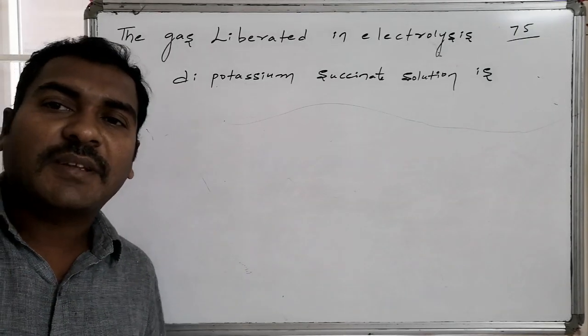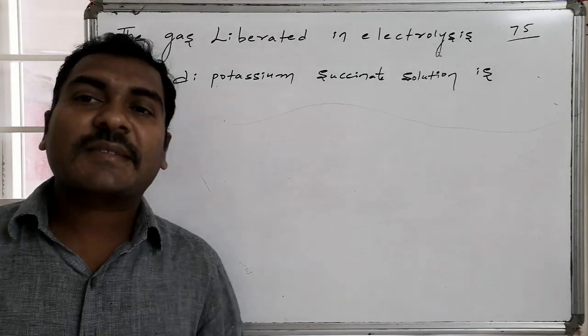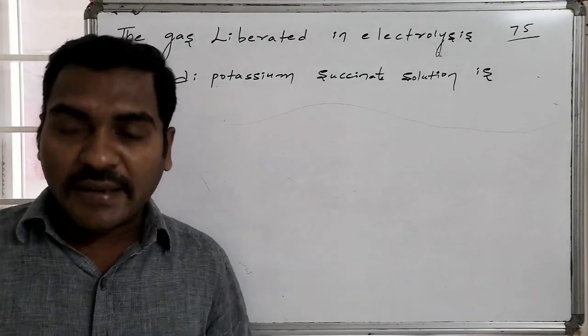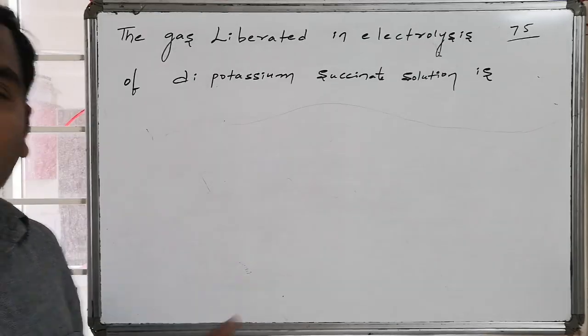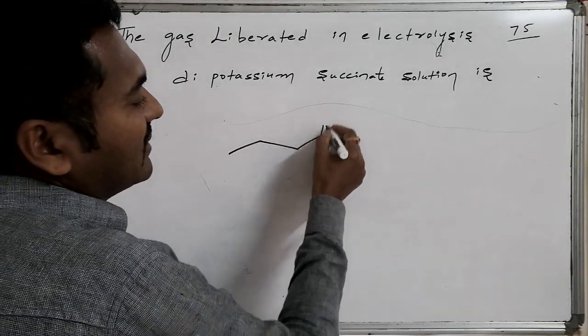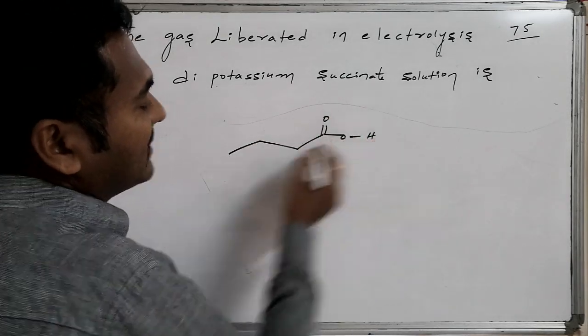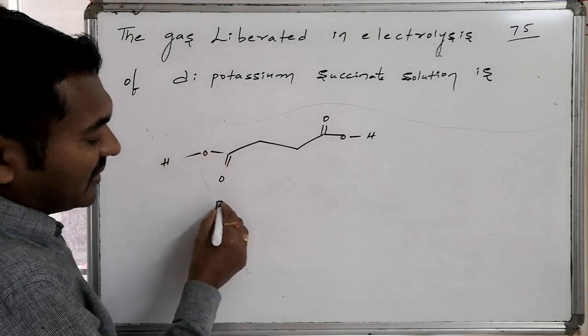Welcome friends. Here is a question: in the electrolysis of dipotassium succinate, the alkene gas liberated is which one? If you go for the solution, this is succinic acid, a 4-carbon diacid. This is known as butane-dioic acid.